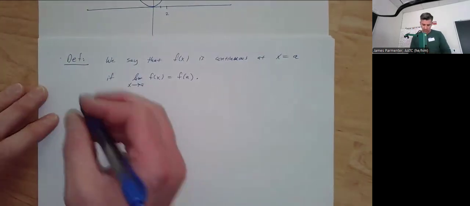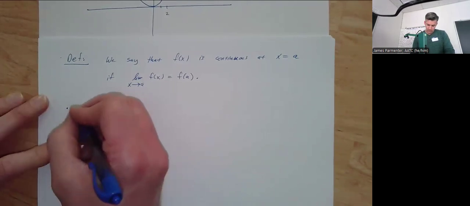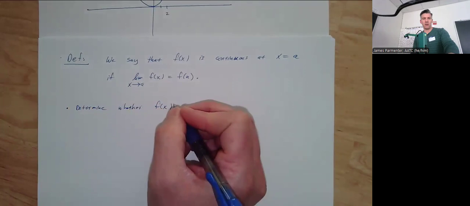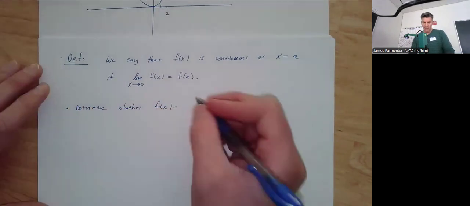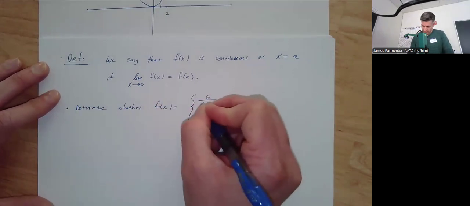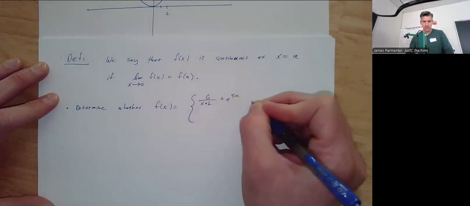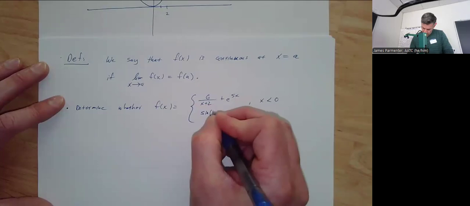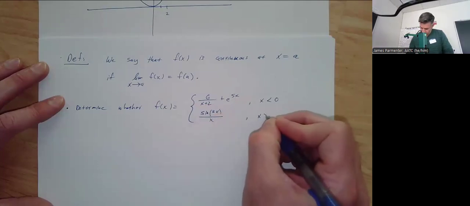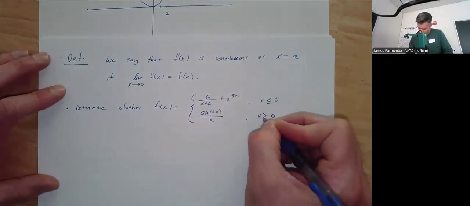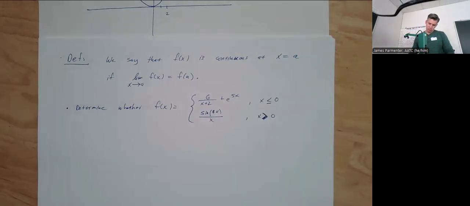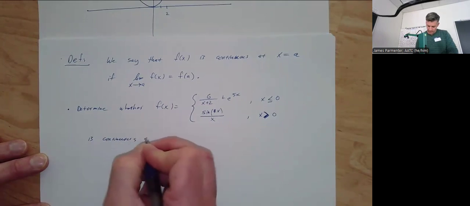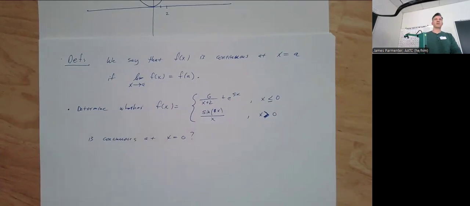So, for example, if I want to determine whether f of x equal to, here's a fun one, 6 over x plus 2 plus e to the 5x, that's gnarly, when x is less than 0, and sine of 4x over x when x is greater than or equal to 0, is continuous at x equal to 0.